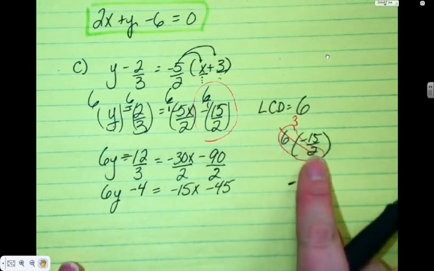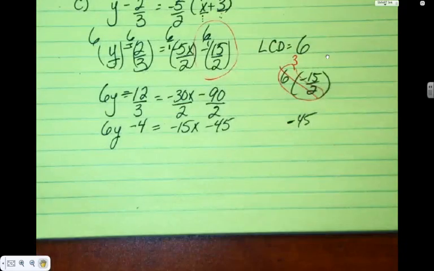I did the top divided by bottom. Okay, step number 3.